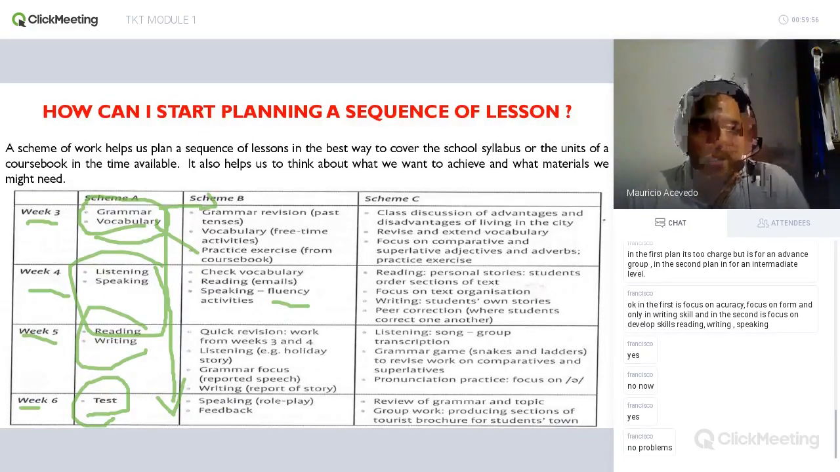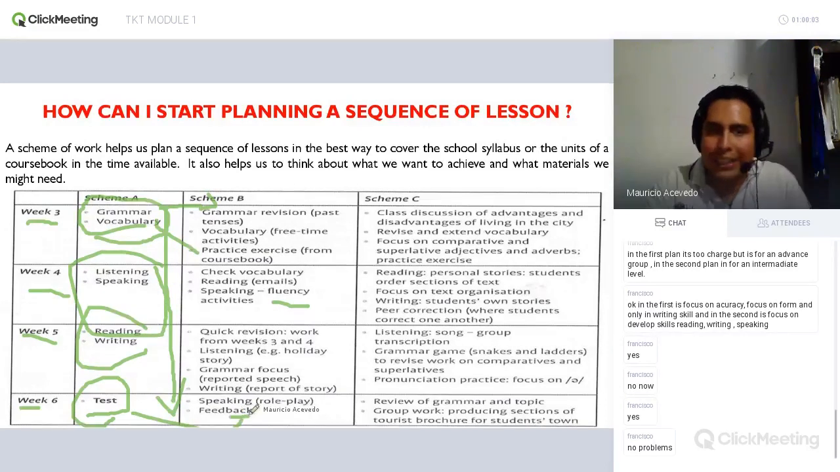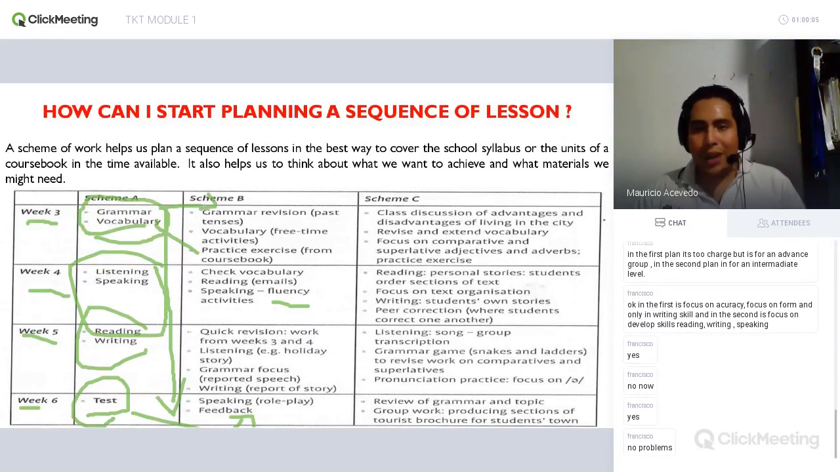Grammar focus, reported speech, writing a report story. And finally, the test. What is the test about? Well, it's a speaking role play. It's not a written test, it's an oral test. And then we're going to have feedback. Okay. And in scheme letter C, you are more detailed.